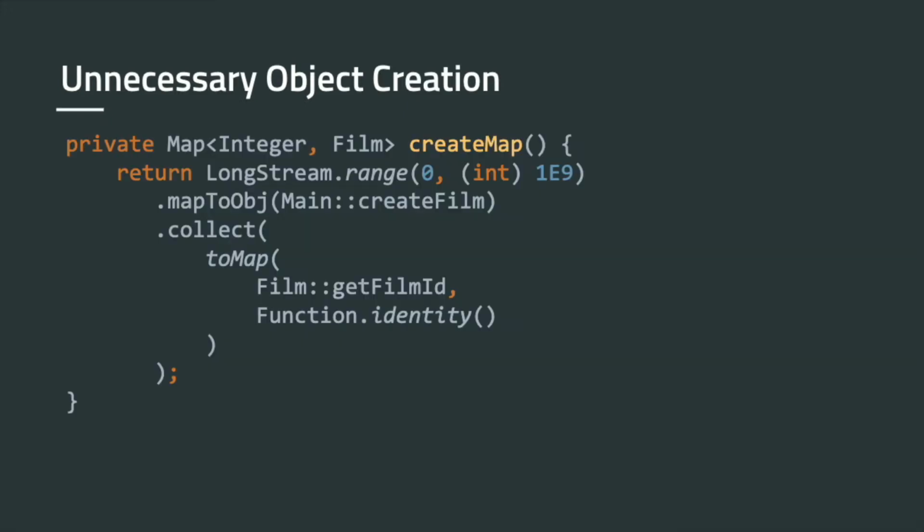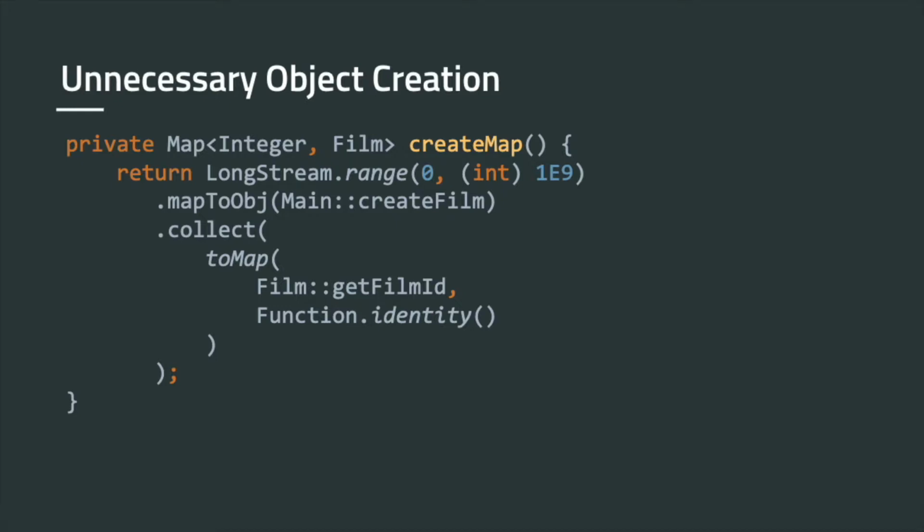So this is what you can do to provoke this problem. We iterate a billion times, and we create some object, in this case a film. I'm going to show you some examples later on in this presentation, and they are all about films and actors. So that's why I'm choosing film here. We collect them to a map using the ID, and we just put in the object as it is. So we have a huge map with the film ID as an index, and we just materialize them on the heap.